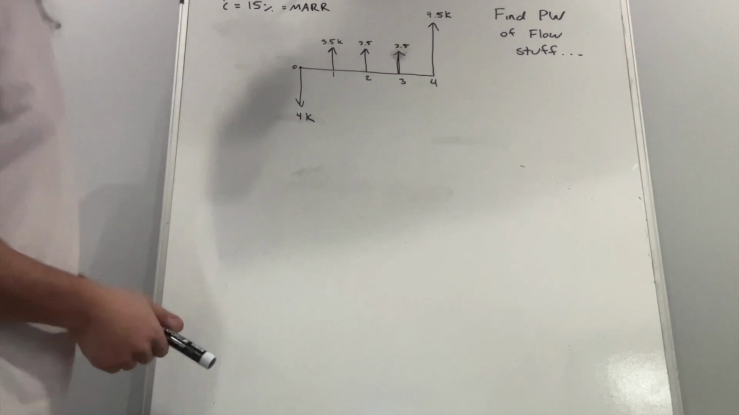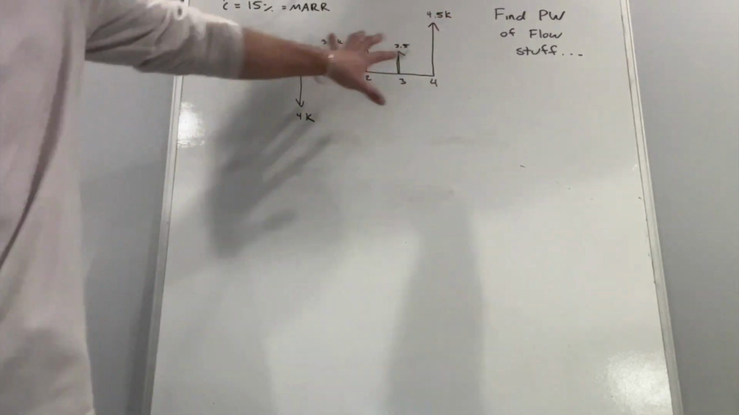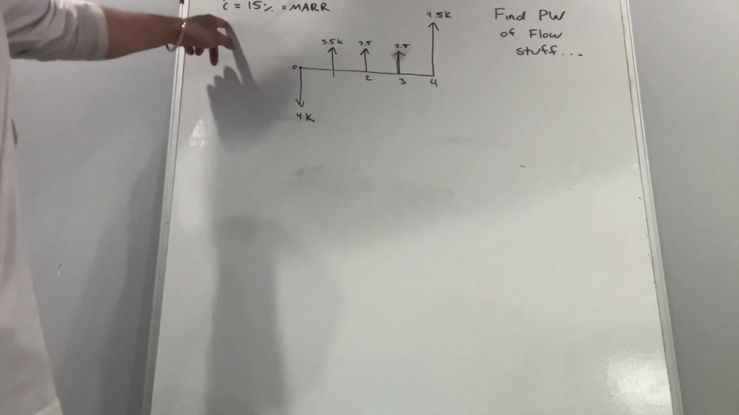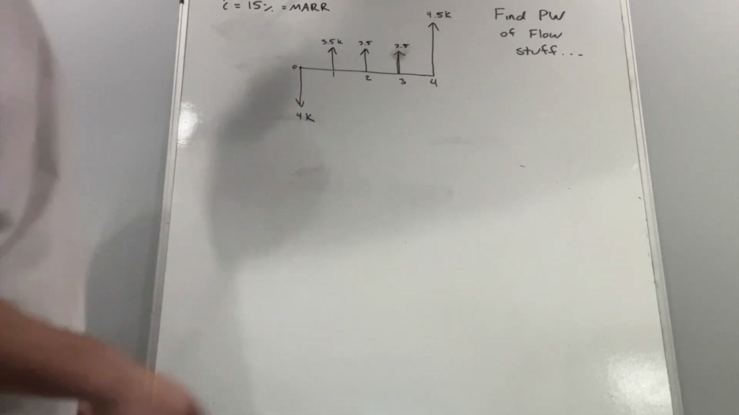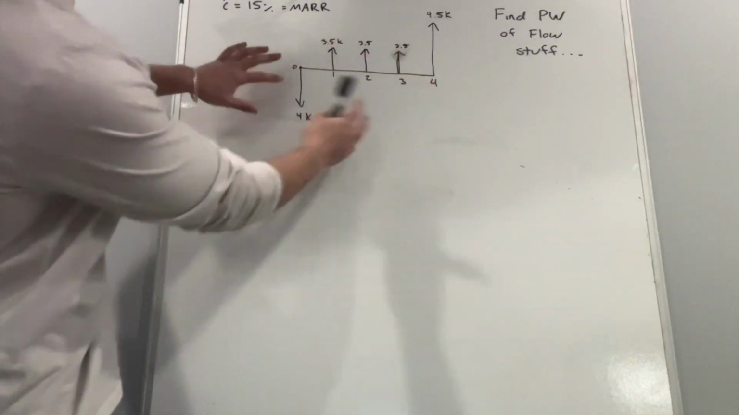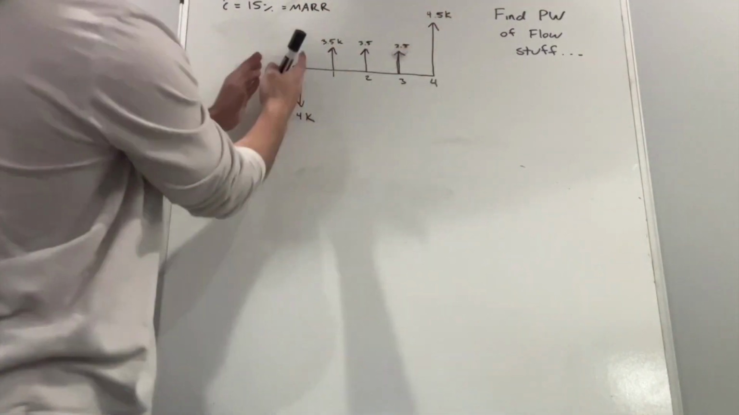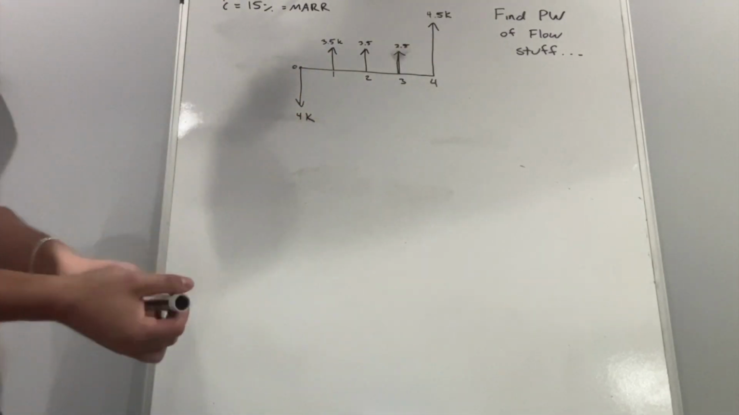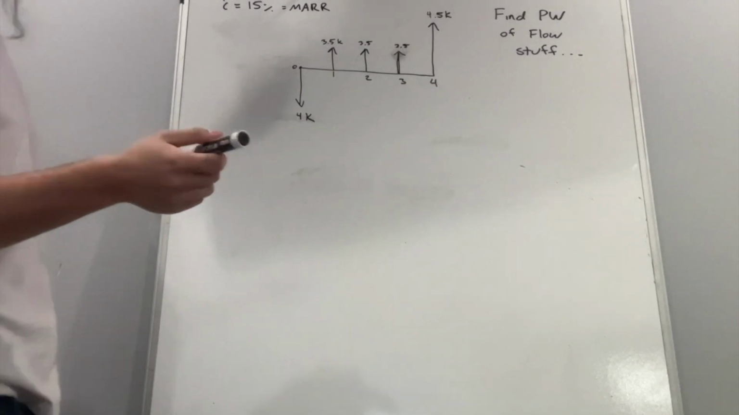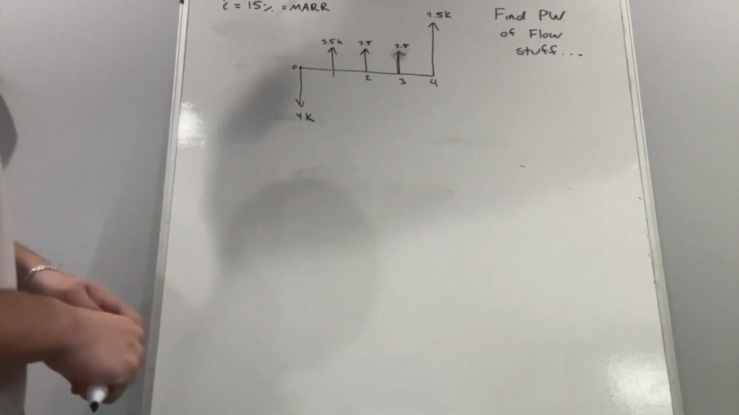Let's do this problem. Find the present worth of this flow chart using MARR of 15%. There are 4 years, so 1, 2, 3, 4. Essentially, we want to bring everything back to time zero and add them all up. Let's do that.